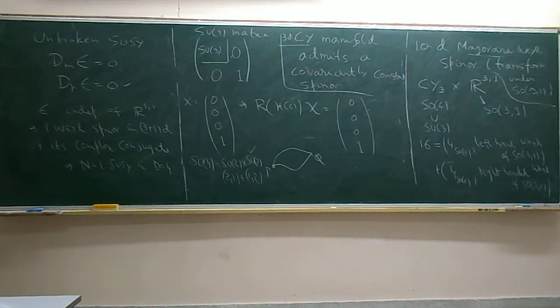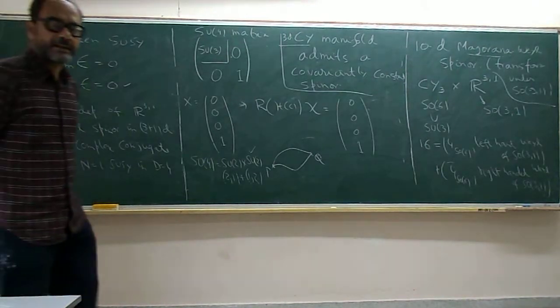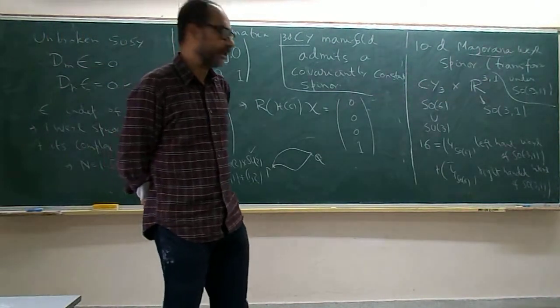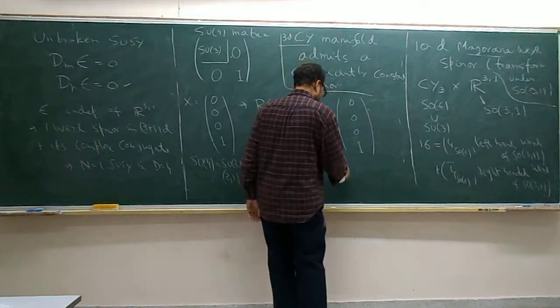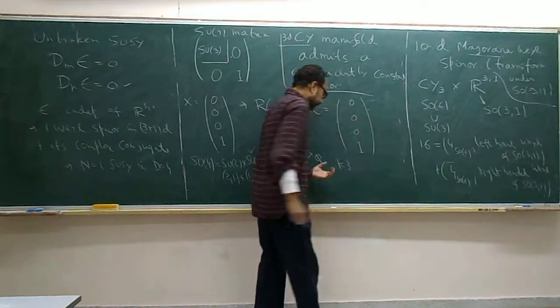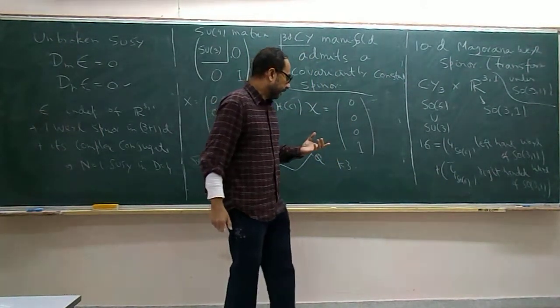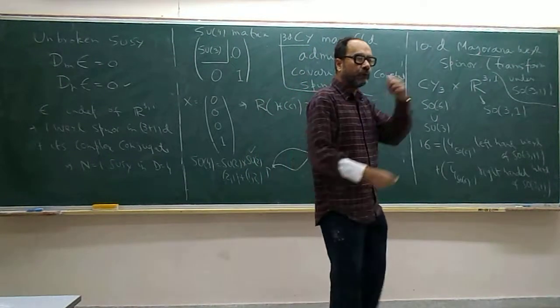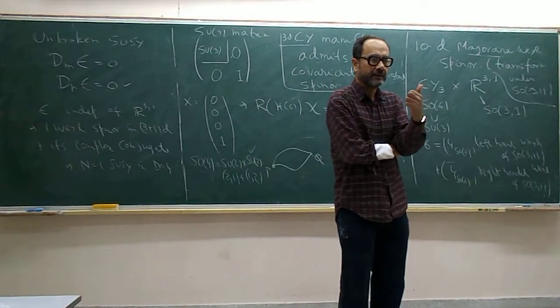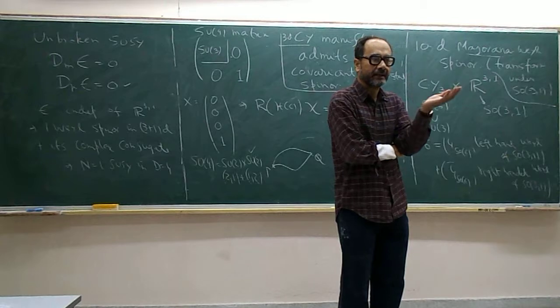How many dimensions is K3? K3 is 4 dimensions, 4 real dimensions, so 2 complex dimensions. Okay, that's why we are taking K3 times T2. So K3, I should say that Calabi-Yau one-folds, which are 2-dimensional Calabi-Yau manifolds, are unique. T2 is the only possibility.